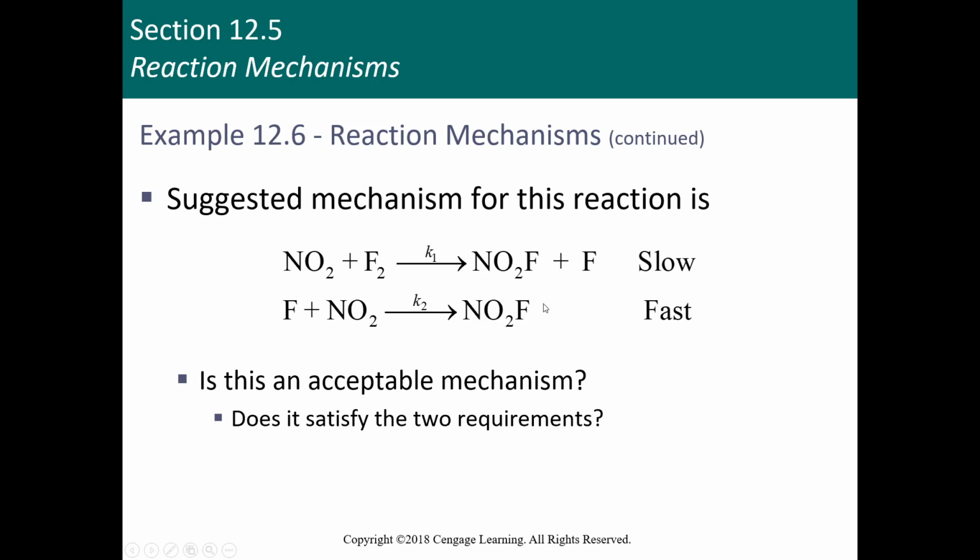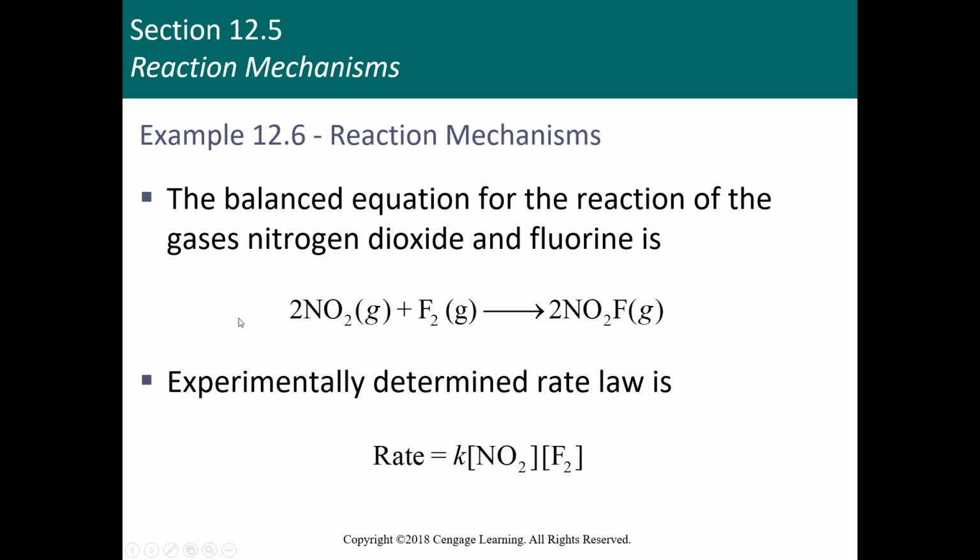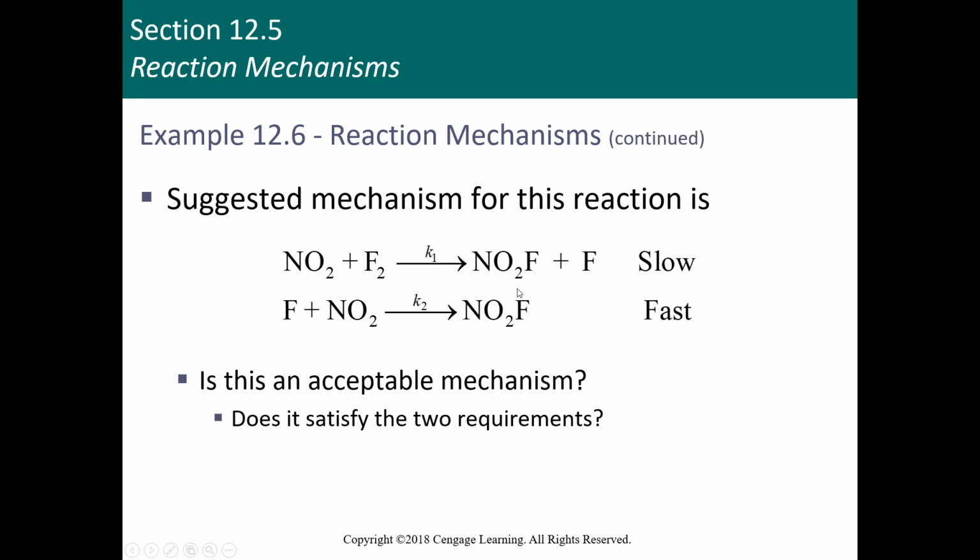And so if we sum these together, the F's are intermediates. Those will cancel. These NO2, that would give you two NO2s, right? This would give you one F2 on the reactant side. And this would give you two NO2Fs on the product side. Does that match our overall reaction? Yes, it does. Okay, so that part's good so far. All right, the next thing we have to figure out is, is our slow step matching with our rate law?